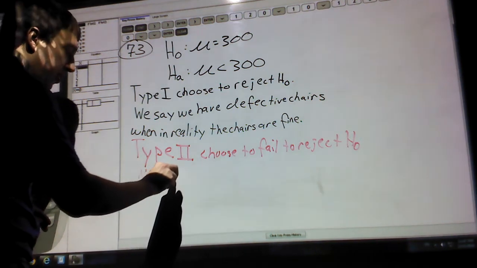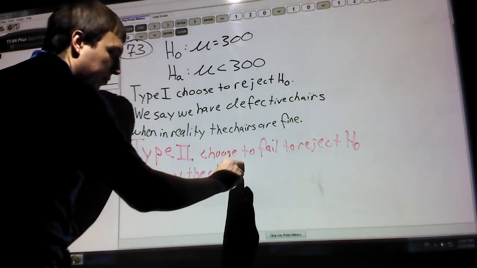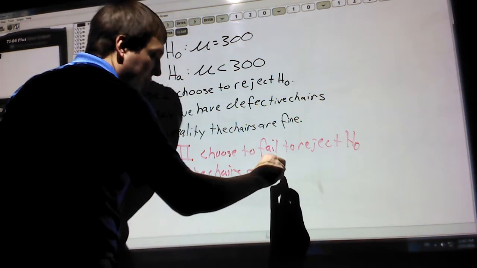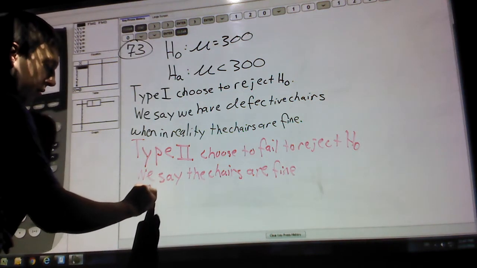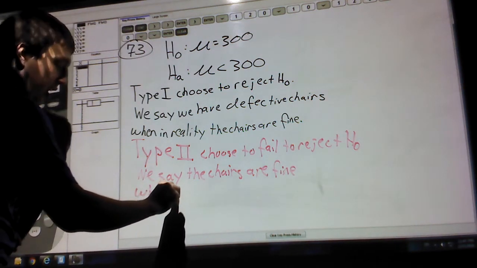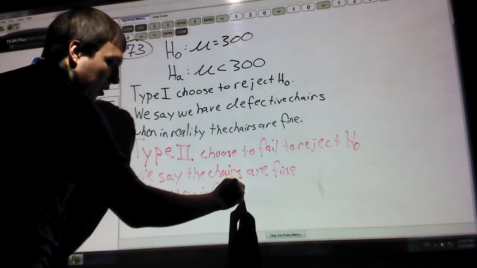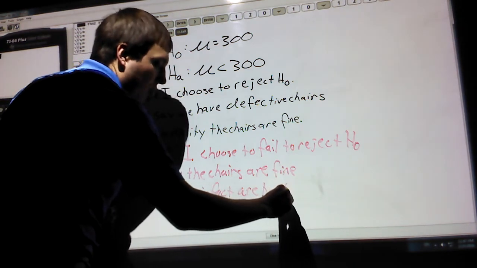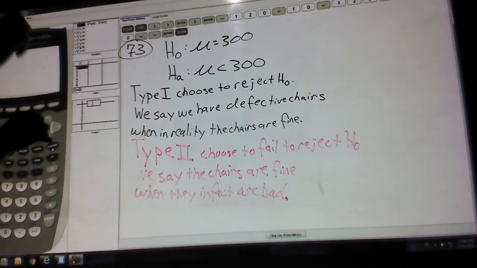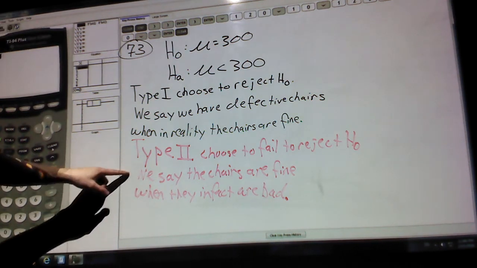We say the chairs are good, are fine, when they, in fact, are bad. Hopefully you can read that. I think I'll get rid of that. That's a type 2 error.